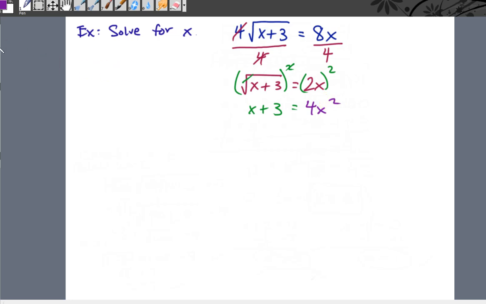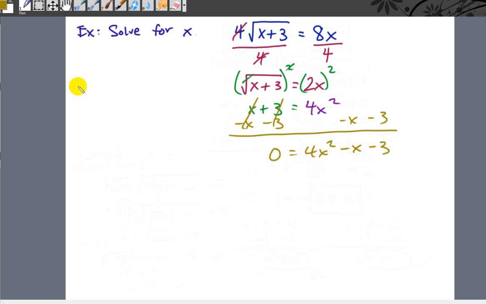Okay, now what we want to do is get all the terms on one side. So what I see is we can subtract x and subtract 3. As you can see, they're not going to line up. So we're going to subtract x and then subtract 3. So we're left with 0 equals 4x squared minus x minus 3.